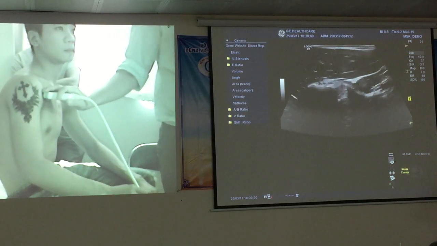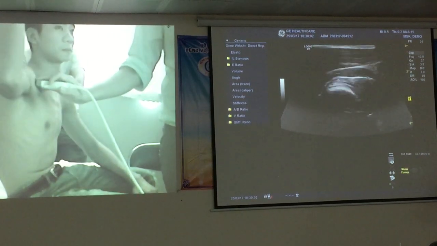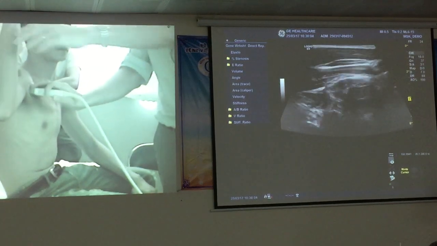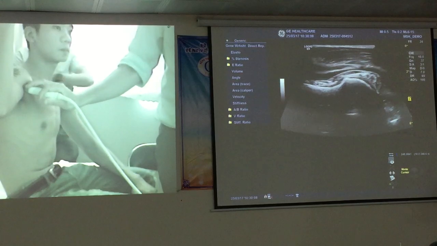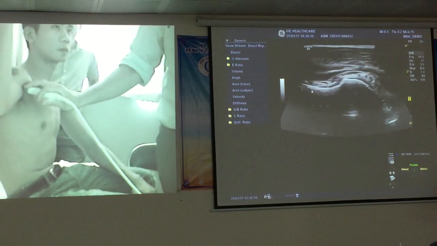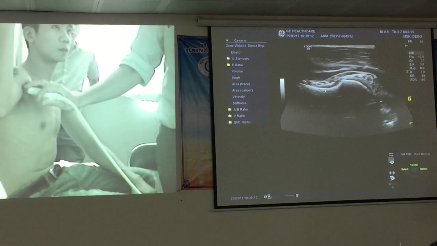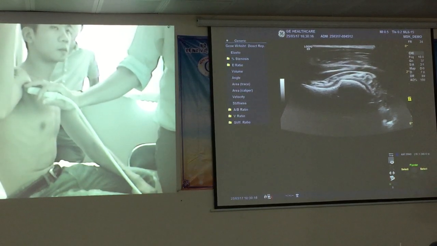So just to do that again, arm up. And just come in from the inferior aspect, the inferior aspect of the shaft of the humerus, and that's the ligament just there.